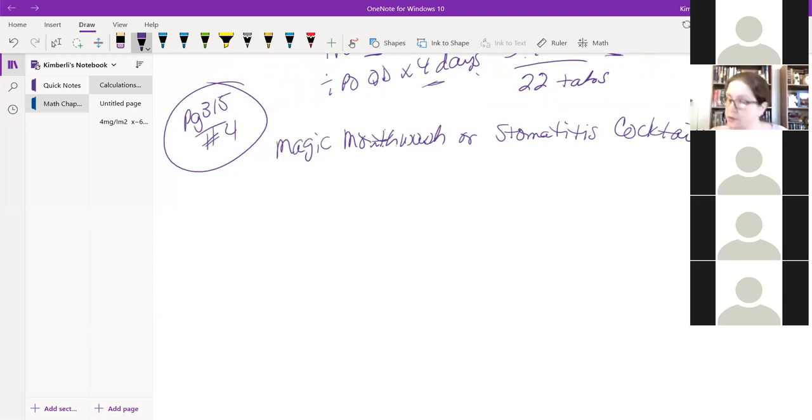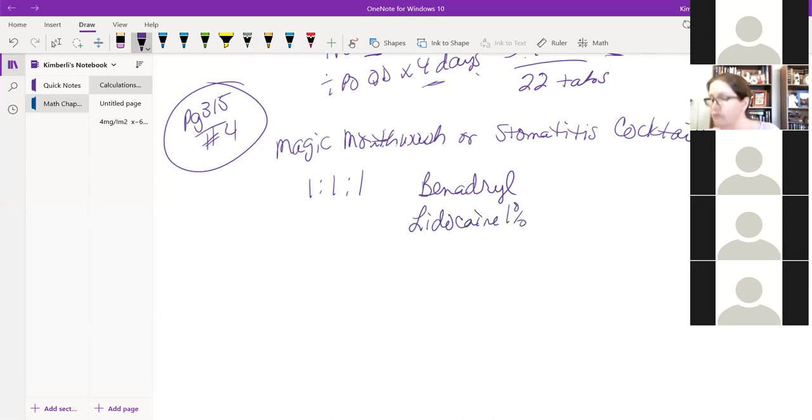So you're going to do 1 to 1 to 1. In other words, the same amount of each one. And you're going to have Benadryl. You're going to have lidocaine, 1%. And you're going to have Maalox. And we actually make this at the hospital. It lasts about 30 days. So we end up making it at least 2 or 3 times a month.